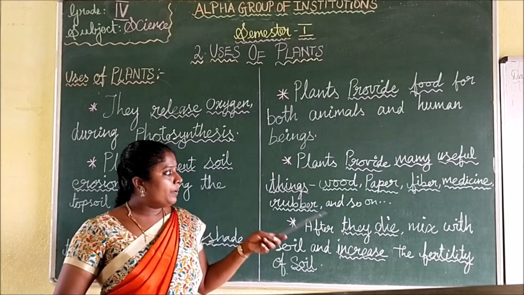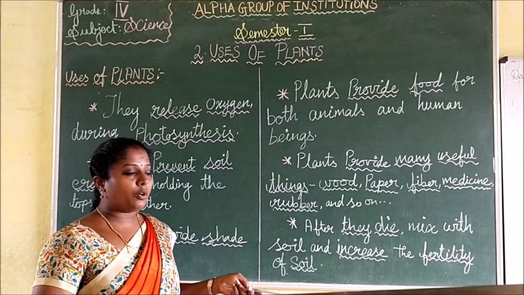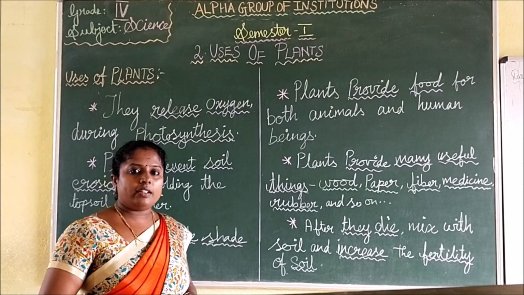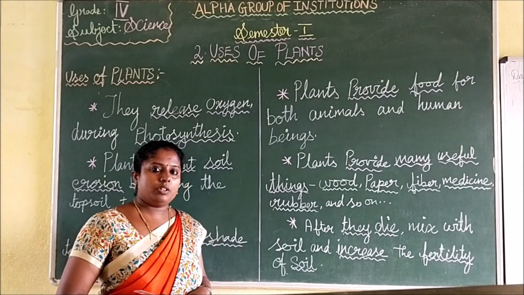So, wood, paper, fiber, it is also used for medicine, rubber and so on. Many things we are getting from plants. So, it is a very, very useful thing for us.